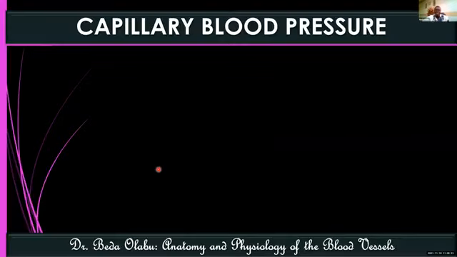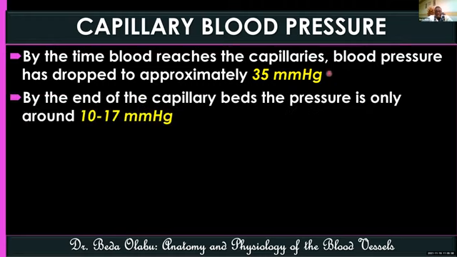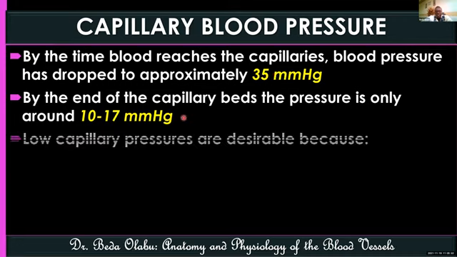Okay, now let's talk about the capillary blood pressure. Maybe it will just be a repetition, but I want you to capture that we have arterial blood pressure, we have capillary blood pressure, and we have venous blood pressure as well. So by the time we're starting the capillaries, the pressure has reduced to 35 millimeters of mercury. By the time we are on the venous end of the capillaries, we have about 10 to 17 millimeters of mercury. Maybe then we state, why do we need these low pressures in the capillaries?